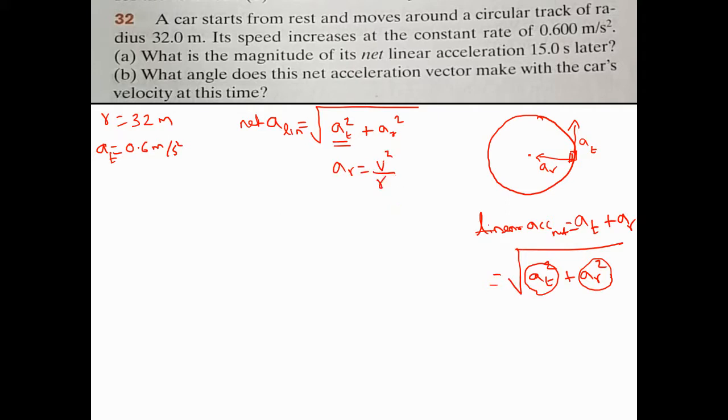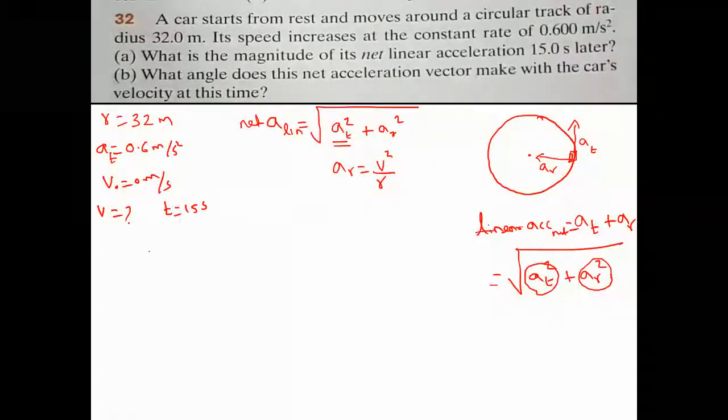But you can see here, is there any information about your final velocity? No. They clearly mention the car starts from rest, so your initial speed is 0. What is your final speed at time t equal to 15 seconds? Am I right? Yes. Now I'm going to use the first equation, v equals v naught plus at, and we are going to find the final velocity.